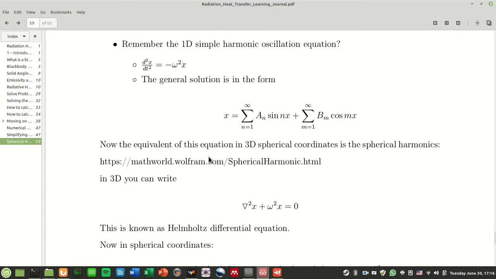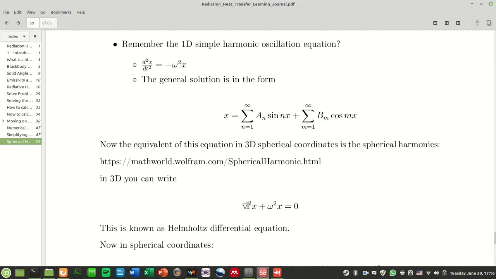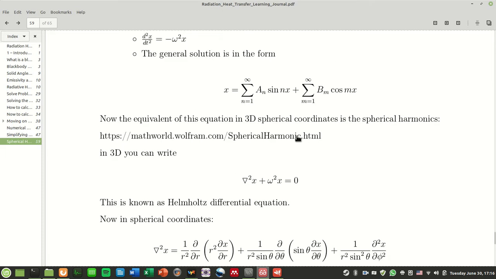So these are with respect to position, so we like to use this Laplacian notation. Instead of d²/dt², we have this Laplacian of x, del squared x, and then you have omega squared x. Now this is known as the Helmholtz differential equation. Now how do we write del squared x in spherical coordinates? You can see in this below. You can find it on Wolfram online, of course. You'll see what the spherical harmonics actually look like.